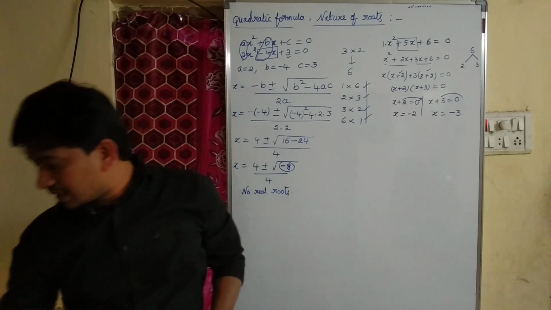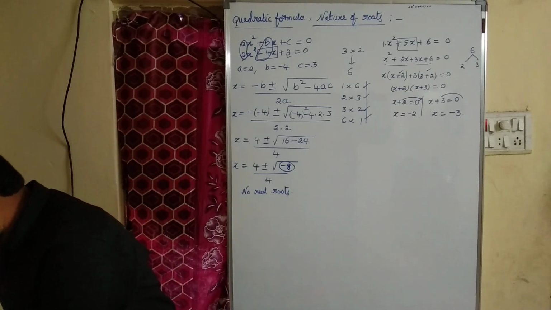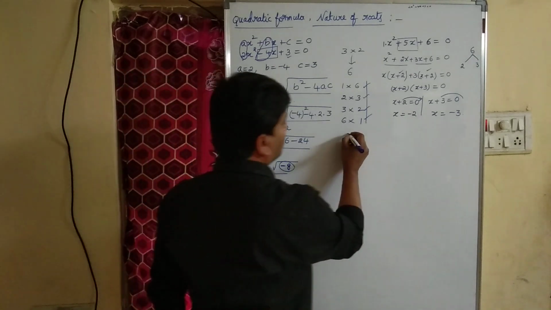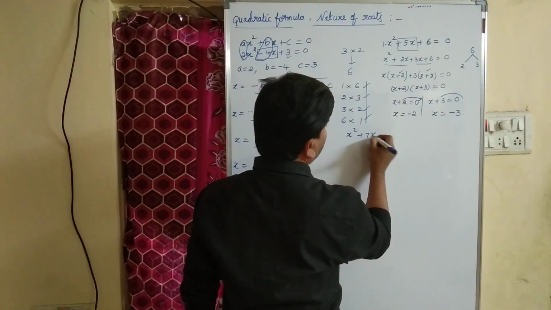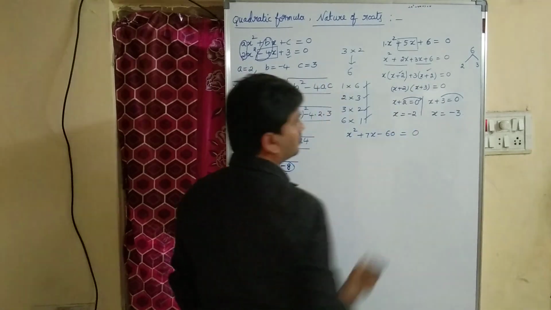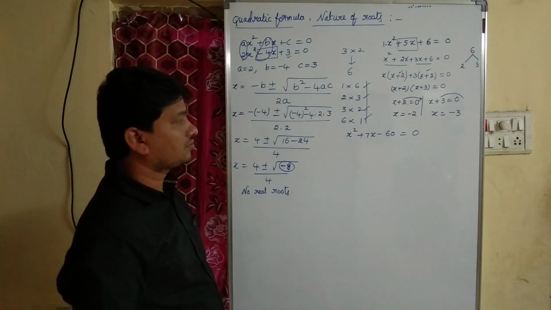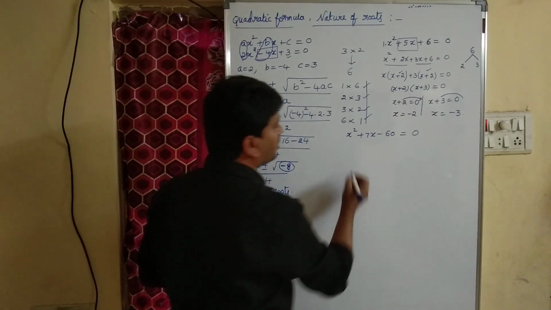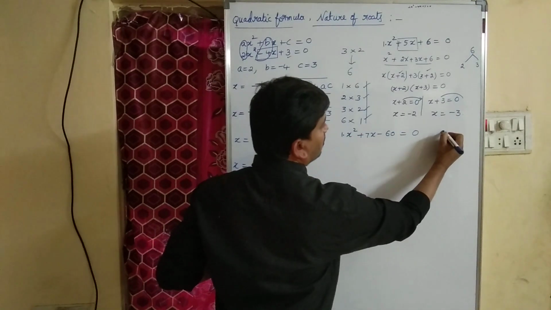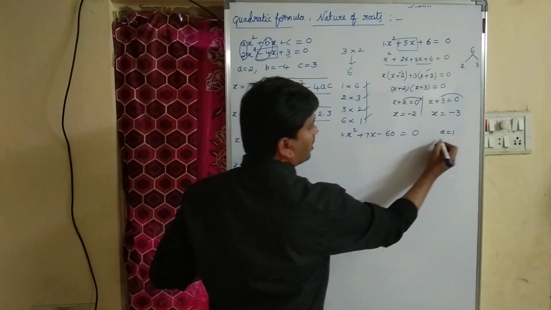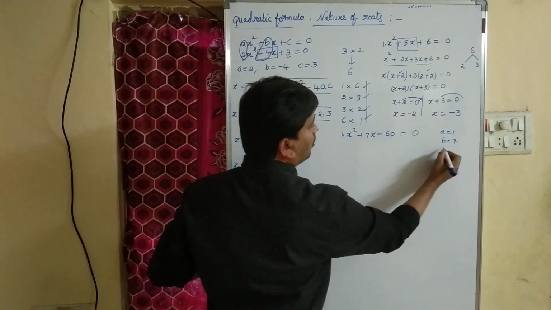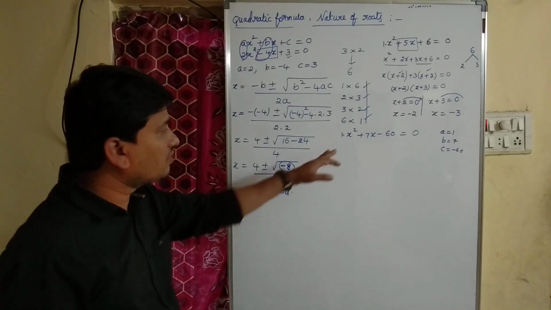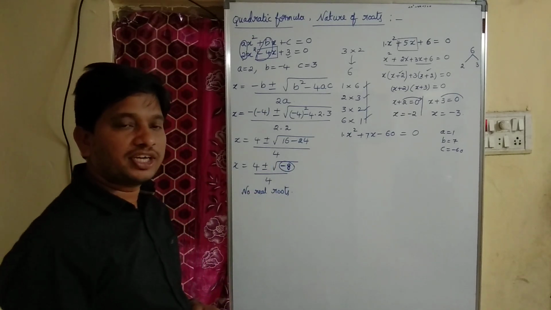For example, let us take one more equation, that is x square plus 7x minus 60. X square plus 7x minus 60 equal to 0. You consider this equation, right? If you compare the standard form of the quadratic equation, here the value of a is 1 and the value of b is 7 and constant is -60. Now let us find the roots of this quadratic equation by using quadratic formula.